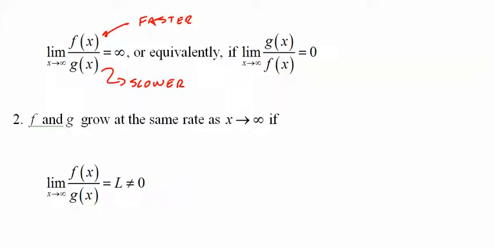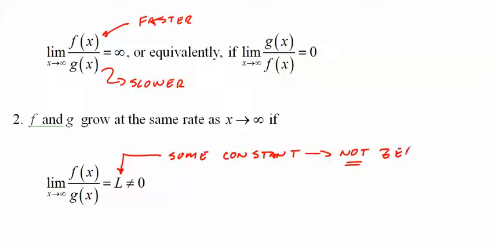If they grow at the same rate, they come out to some constant that is not 0. That's where this gets a little bit confusing. A lot of people say, hey, I got a constant 0. Like, no, that's not a constant. A constant's 1/2 or 4 or 10 or something like that.